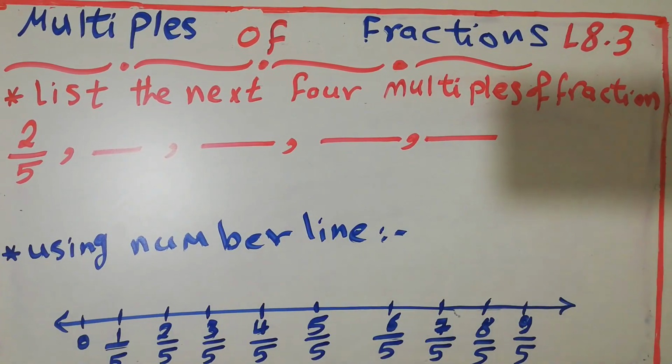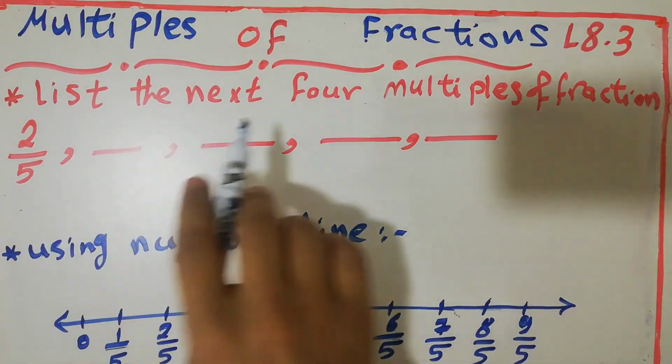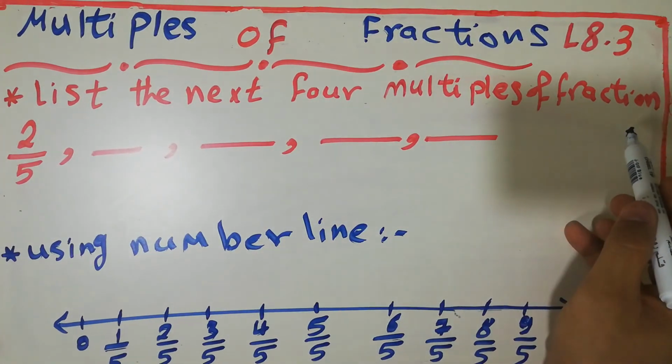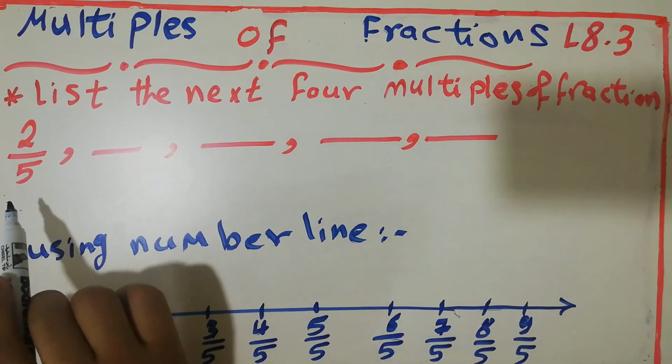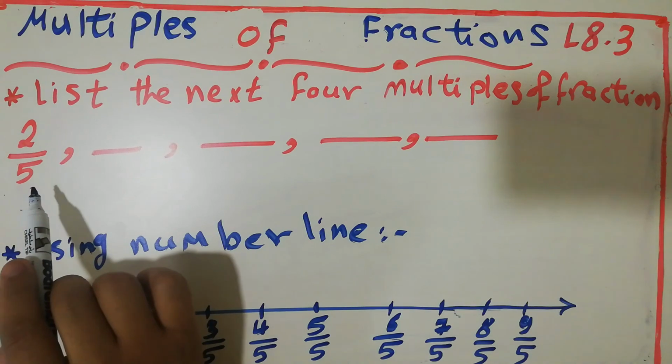Complete our lesson, multiples of fractions, lesson 8.3. List the next 4 multiples of the fraction. Okay, here our fraction is 2/5. How can we find multiples of 2/5?